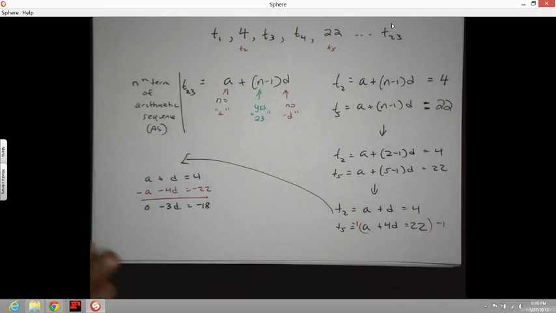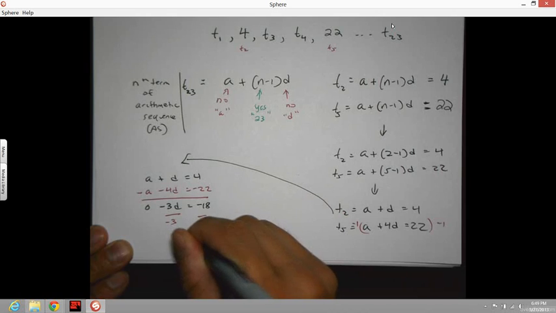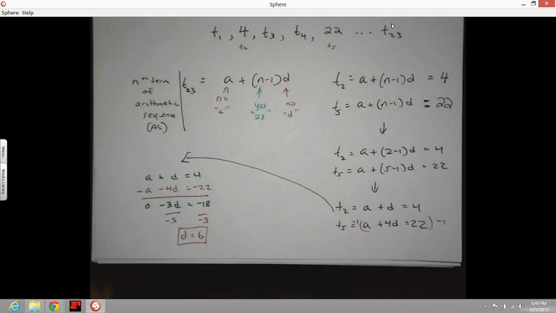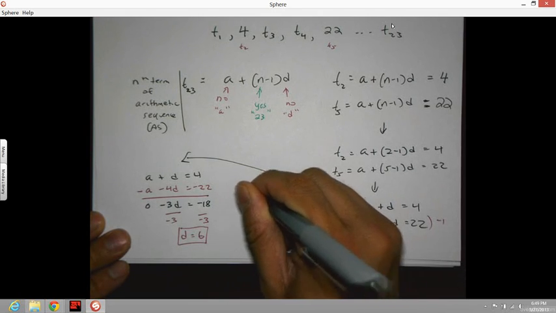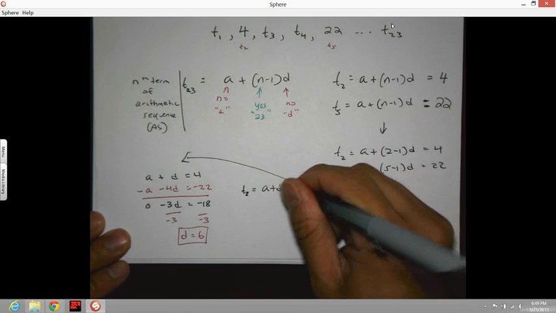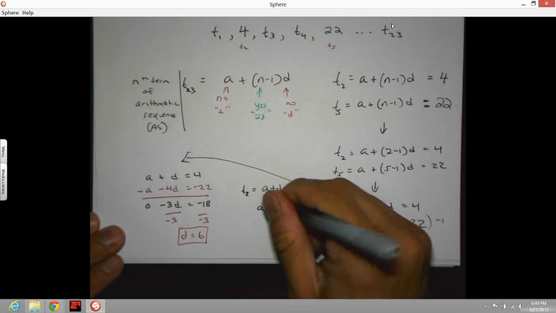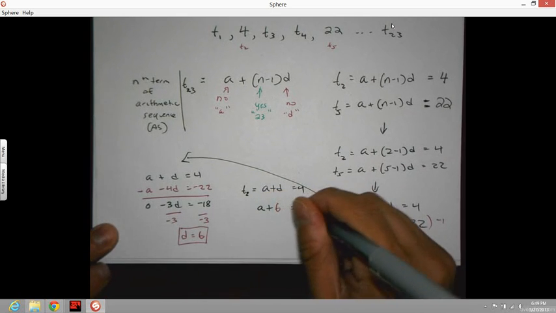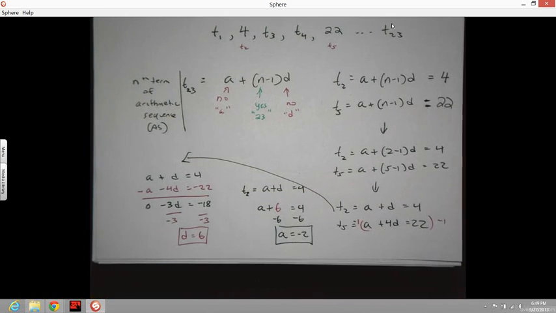Can you solve for d now? I sure can. Well, you can too. I divide everything by -3, and d equals 6. And if d equals 6, I could probably solve for my a, could I not? Because remember, t2 equals a plus d equals 4. I know my d already, so really this is a plus 6 equals 4. Or if I subtract 6 from both sides, a equals -2. So I have my d, and I have my a.